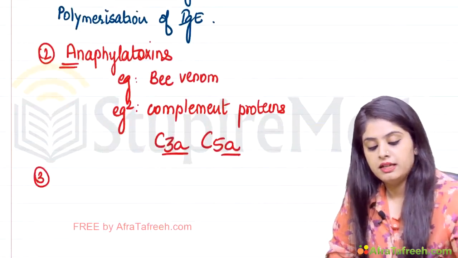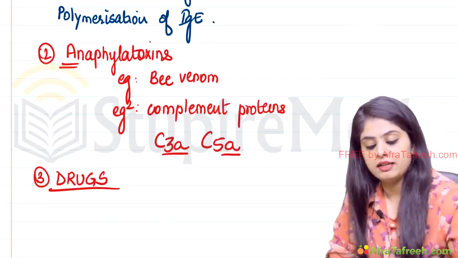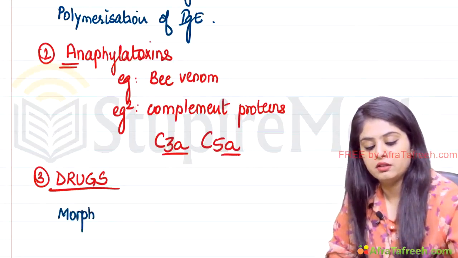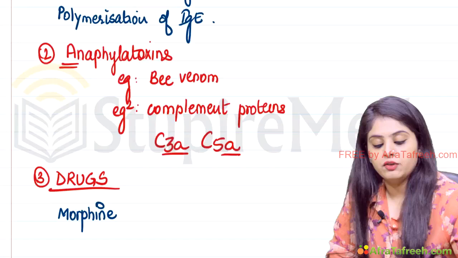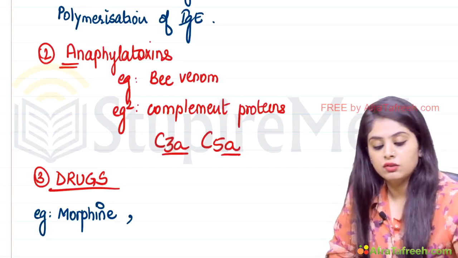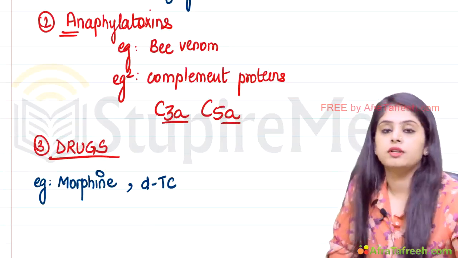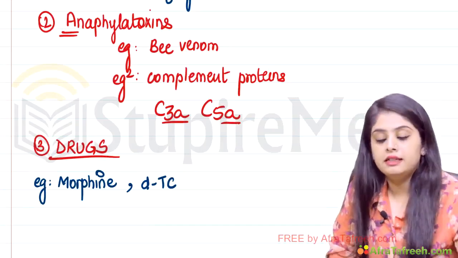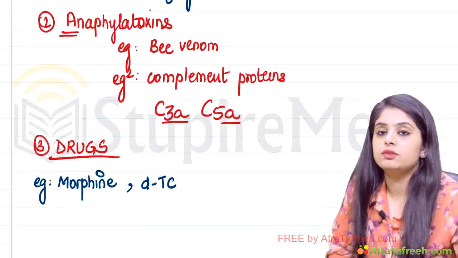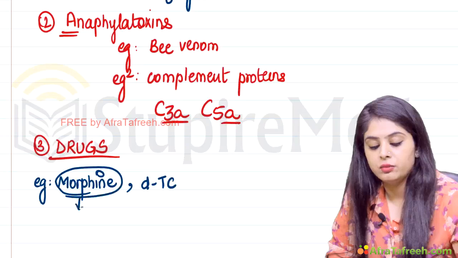Third, a link that will bridge us and bring us to pharmacology, drugs. Drugs, for example, like morphine, right? Drugs also, for example, like D-tubocurarine. Morphine, DTC. That is why, students, when you go to pharmacology, you will see morphine is a drug that is going to be contraindicated in asthma.